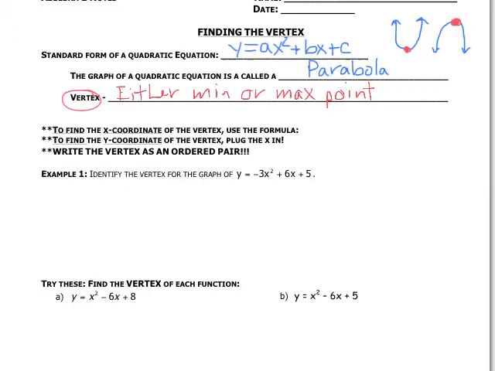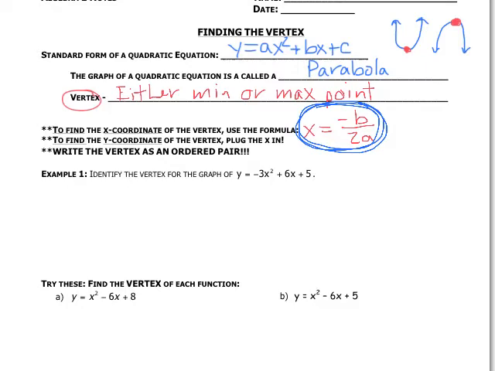Okay, there's a very simple way for finding the vertex. First, we have a formula. So to find the x-coordinate of the vertex, use the formula x equals negative b over 2a. Okay, so x equals negative b over 2a. You'll want to star that, underline it, bubble it, whatever you want to do to make sure you remember that formula, because that is super important. X equals negative b over 2a. So that's our vertex formula for just the x value.